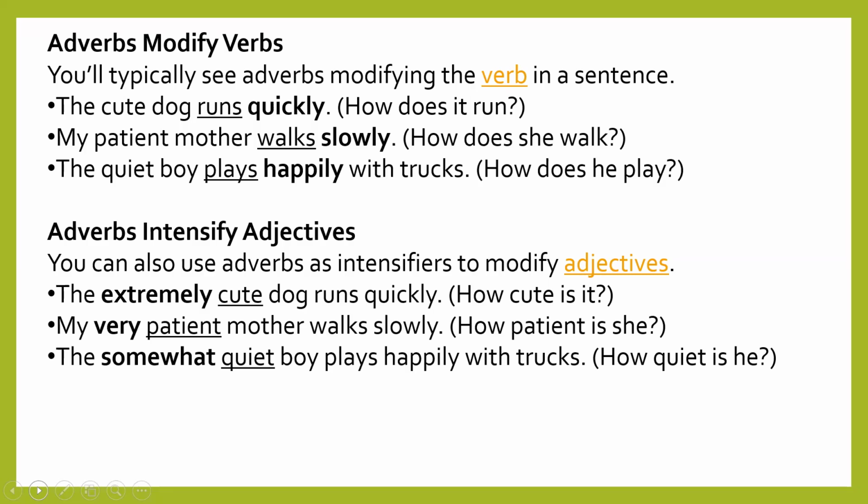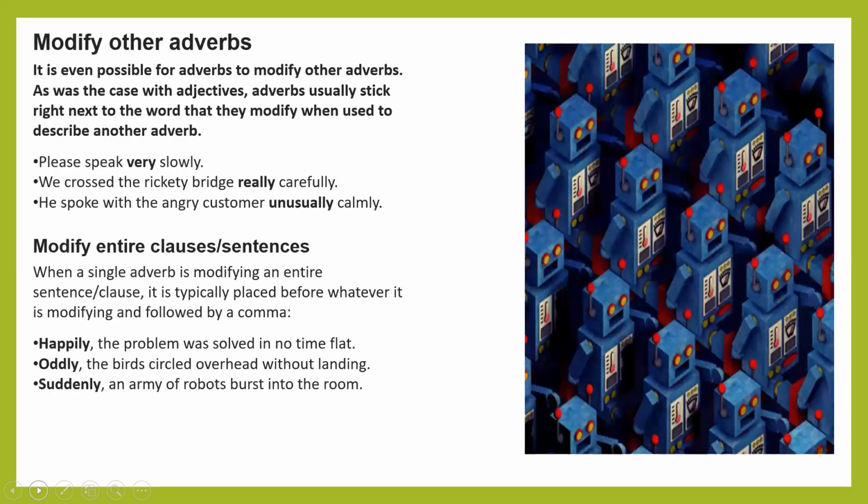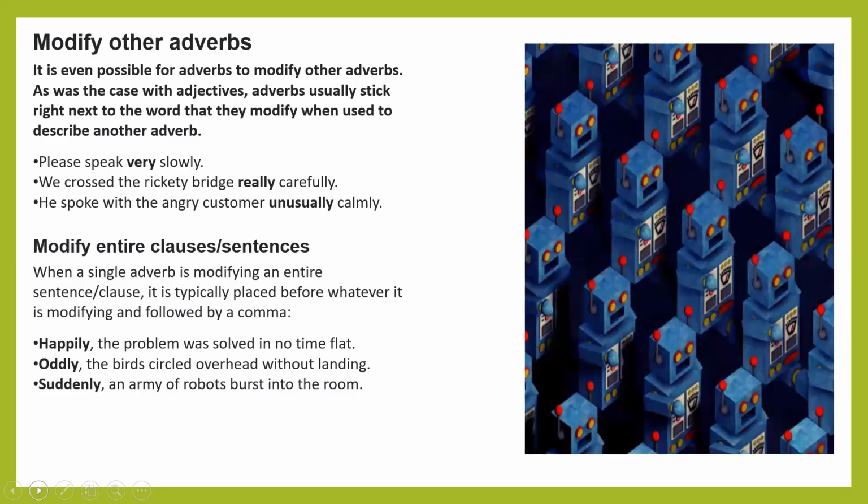Third example: the somewhat quiet boy plays happily with trucks. How quiet is he? So boy is a noun, quiet is an adjective, and somewhat is an adverb. So adverbs are used to describe, intensify, modify, and give more information about an adjective. Adverbs are used to modify other adverbs also.